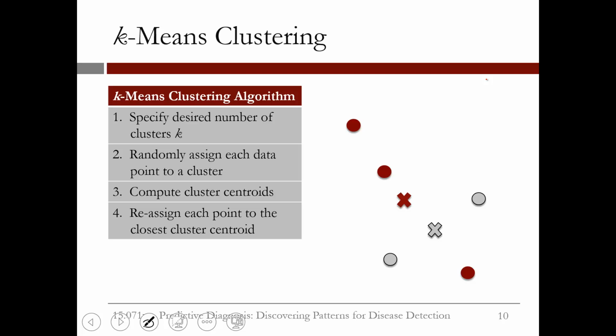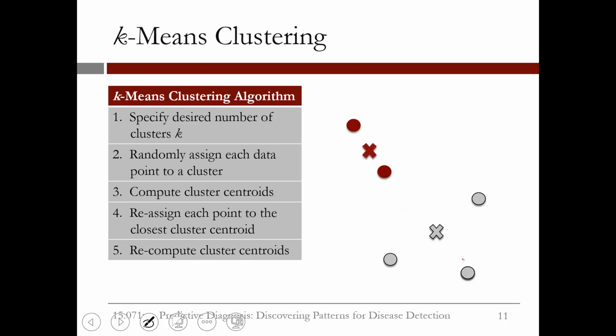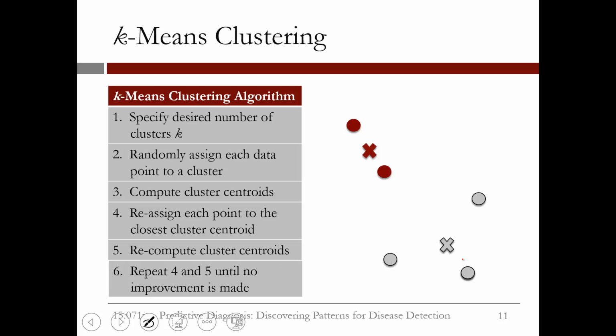We reassign each point to the closest cluster centroid, and now you observe that this point changes from a red to a gray. We recompute the cluster centroids, and we repeat the previous steps 4 and 5 until no improvement is made. We observe that in this case the k-means clustering is done, and this is our final clustering.